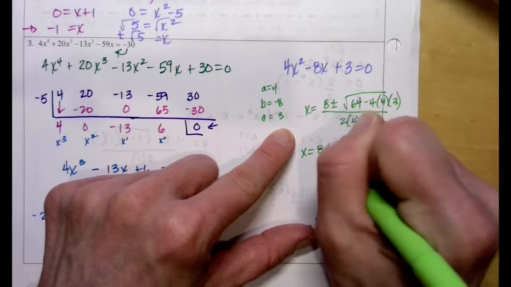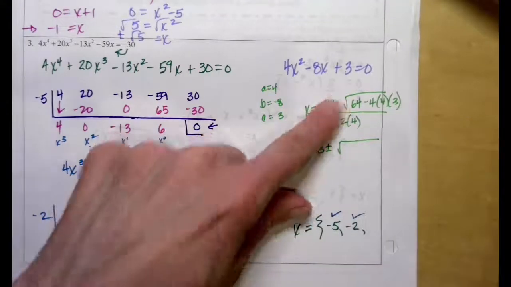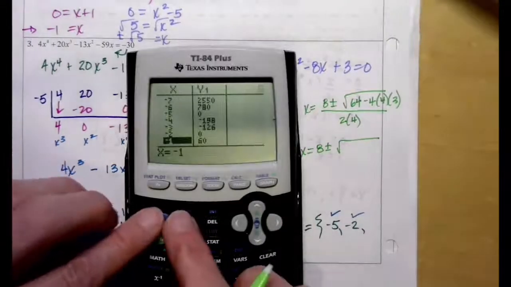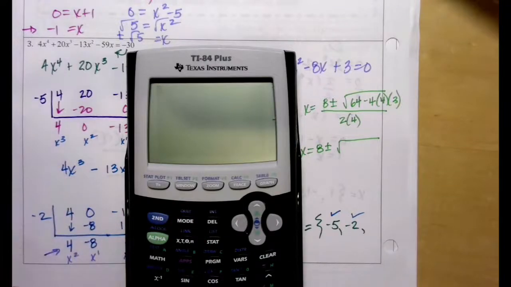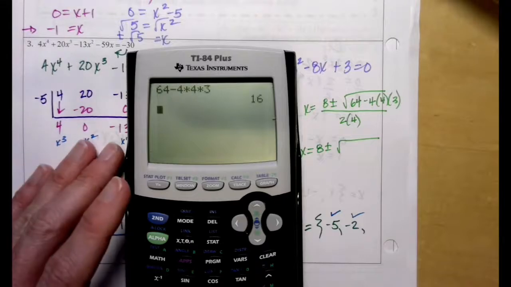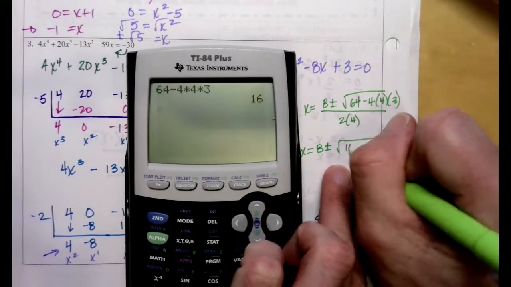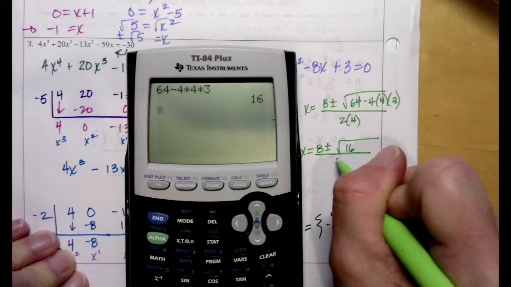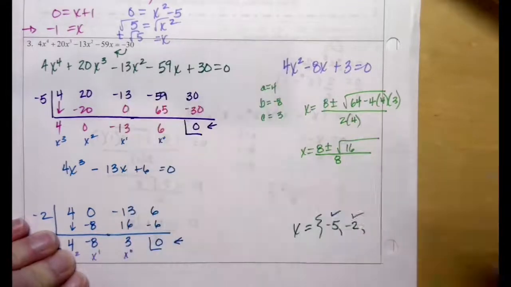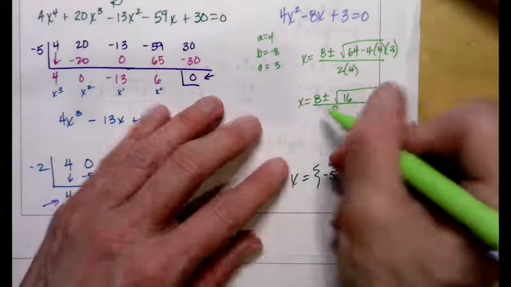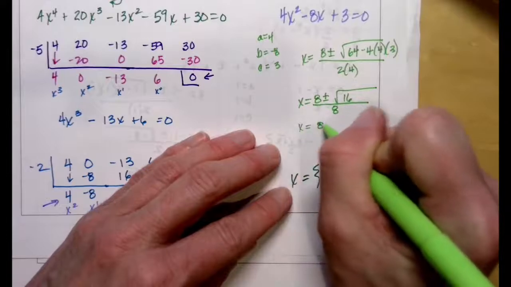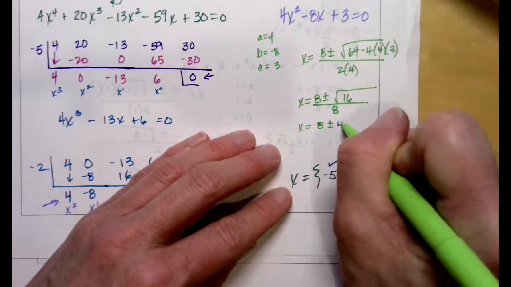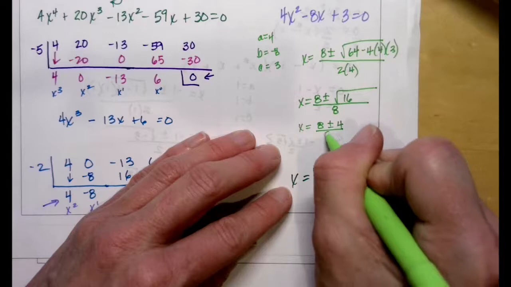x is equal to 8 plus or minus the square root. Let's go ahead and get that value under my radical. 64 minus 4 times 4 times 3 gives me 16, all over 8. Check it out. We're going to get some pretty numbers here. x equals 8 plus or minus 4, square root of 16 is 4, all over 8.